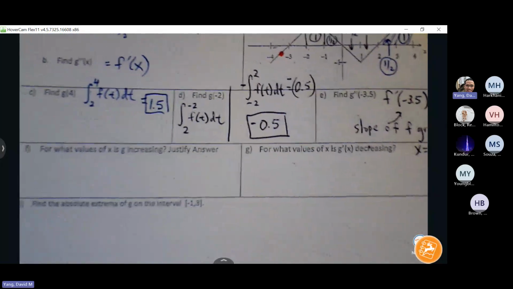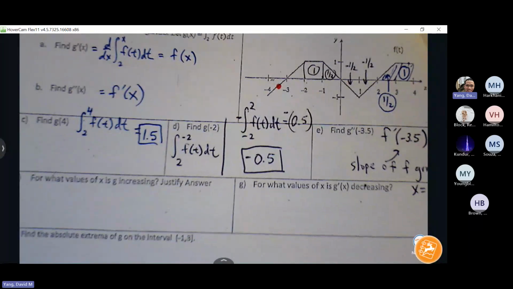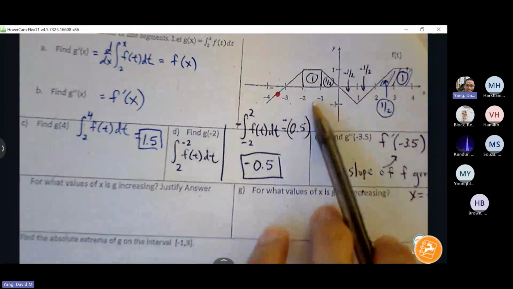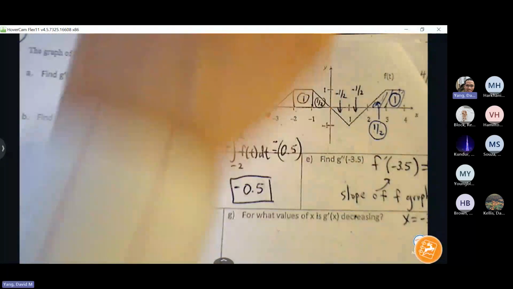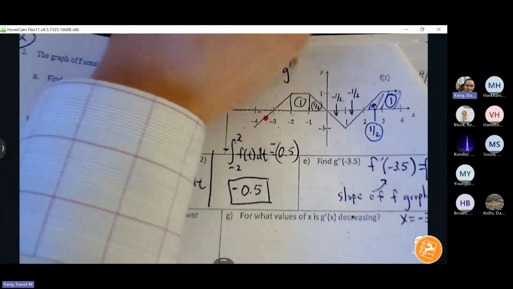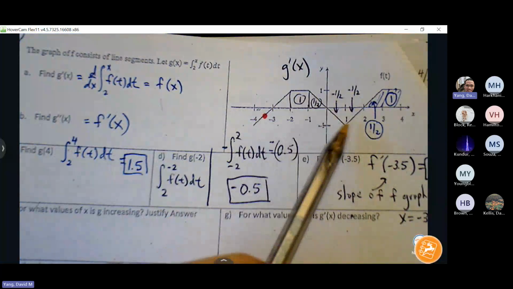All right, next up, part 1: for what values of x is g increasing? So we're talking about increasing and decreasing for g. Remember, this is not the g function, right? This is f, but it's also what? g prime, right? So this is not g of x. We can't say, okay, increasing, decreasing, increasing.